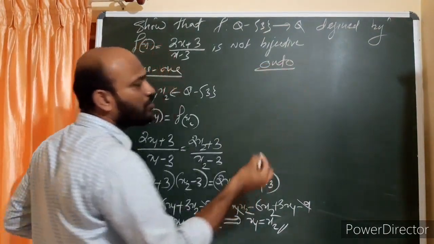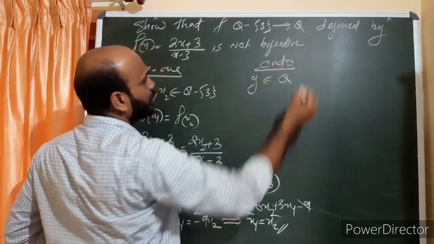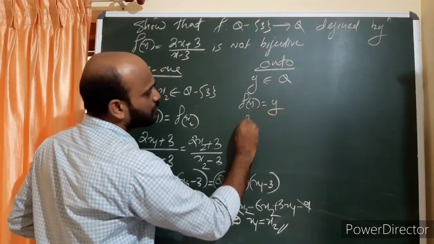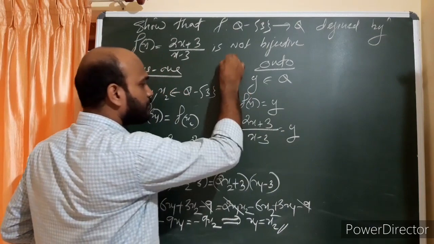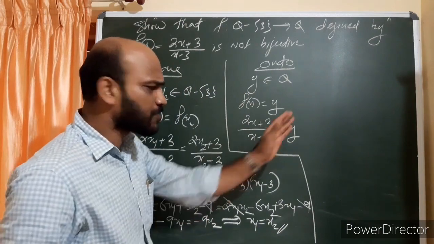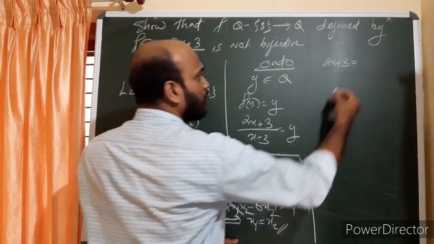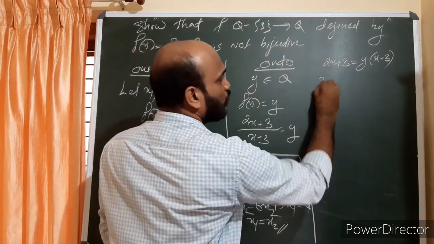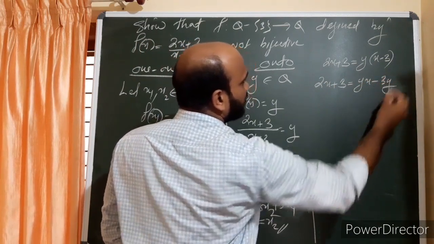Onto. So first we will go the general way. So let y belong to the codomain such that f of x equals y. f of x means (2x plus 3) by (x minus 3) equals y. So this you have to cross multiply. So you will get 2x plus 3 is equal to y into (x minus 3). Right. So 2x plus 3 equals yx minus 3y.